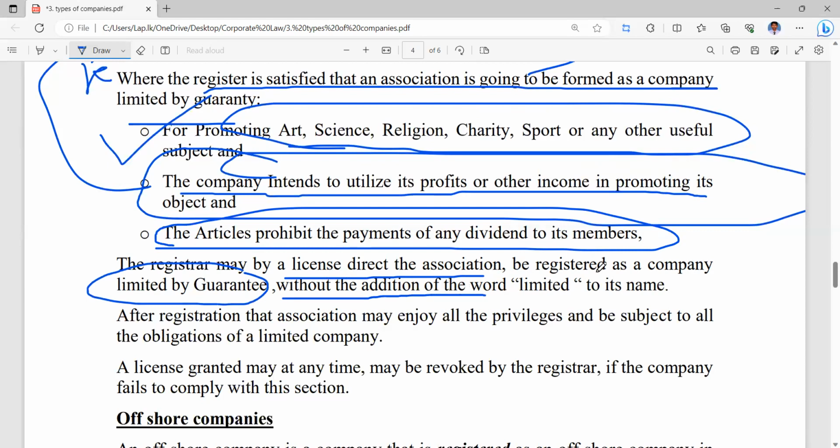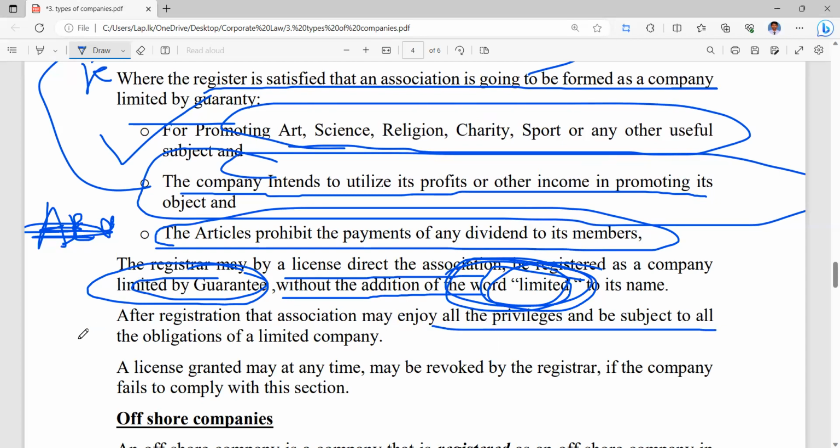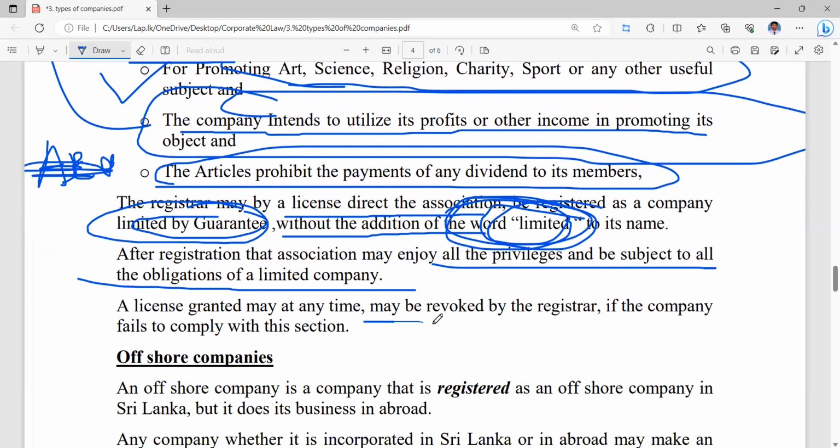Without the addition of the word limited. Without adding limited, they can use, for example, ABC Associates, if the license is granted by the registrar. After registration, the association may enjoy all the privileges and be subject to all the obligations of a limited company. A license granted may at any time be revoked, meaning cancelled by the registrar, if the company fails to comply with the section.